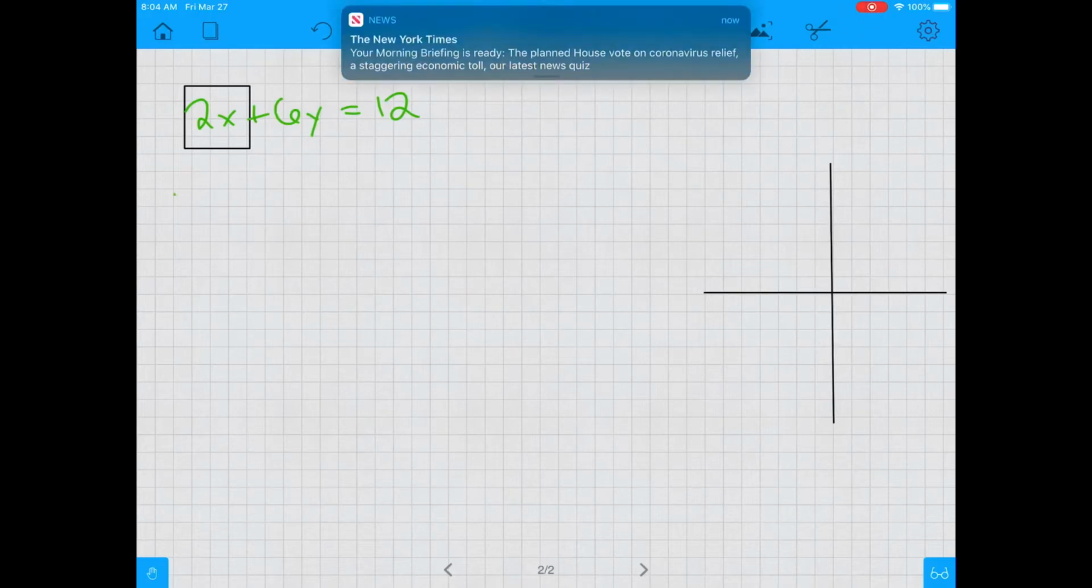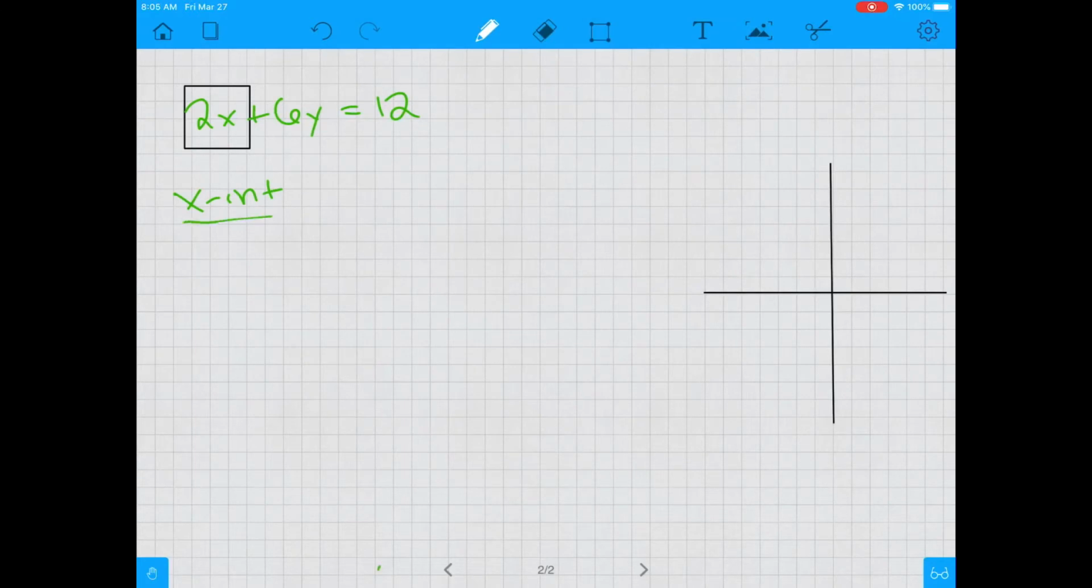So for my x-intercept, right, I just have my 2x equals 12, divide by 2, x equals 6. Come over here to my picture, looks like I have the perfect amount of dots for that, right?